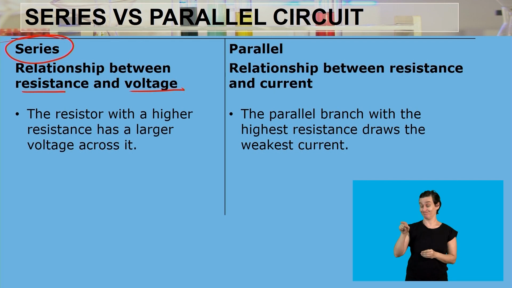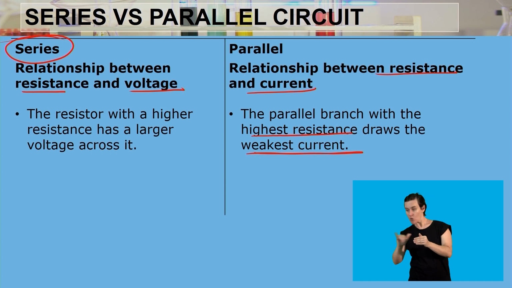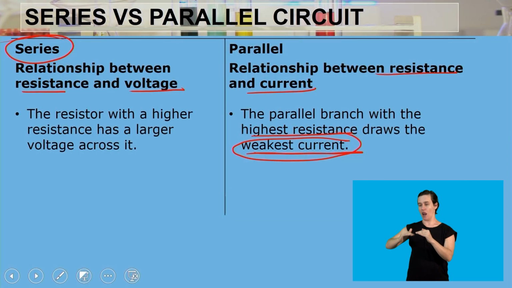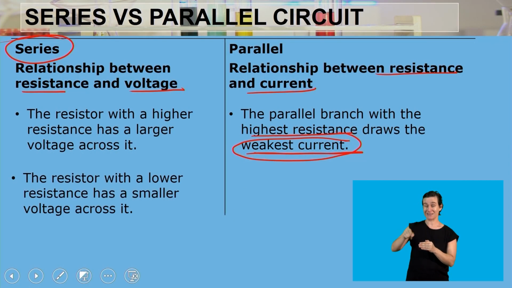And then in parallel, again looking at it now, the relationship between the resistance and the current. The parallel branch with the highest resistance draws the weakest current. So that means the current will always look for the path with the least resistance. So the path with the least resistance is going to receive the greatest current. However, the one with the highest resistance is going to receive, as we can see, the weakest current. You always need to remember that current is always going to look for the path with the least resistance. In series, the resistor with a lower resistance has a smaller voltage across it.